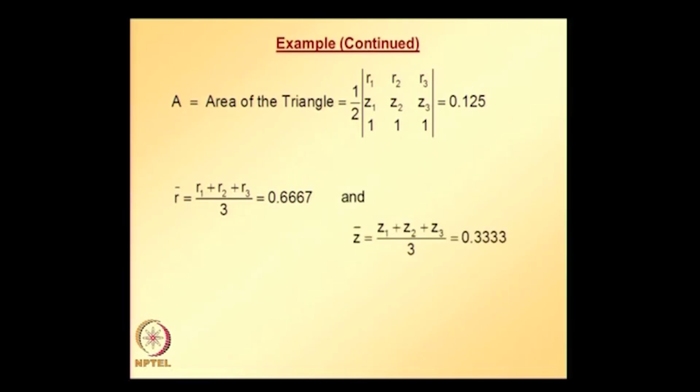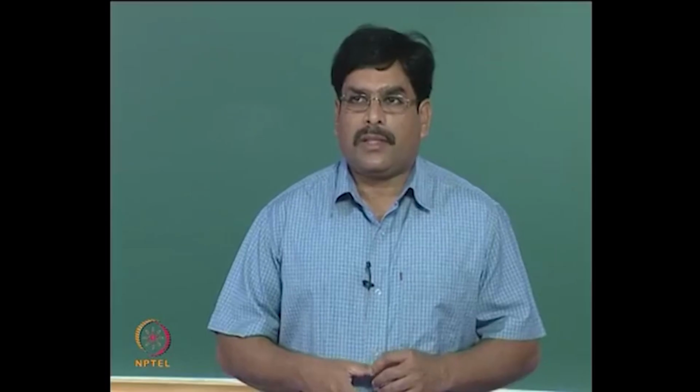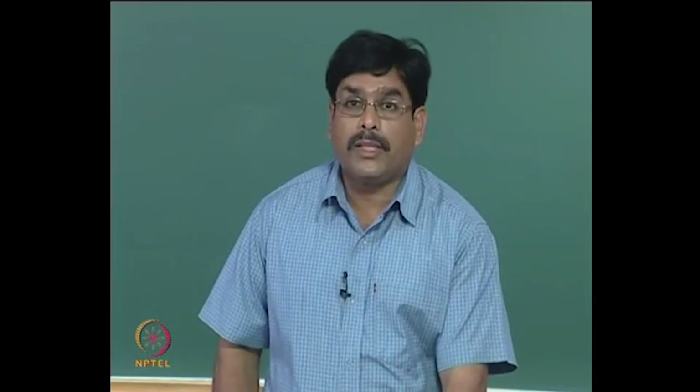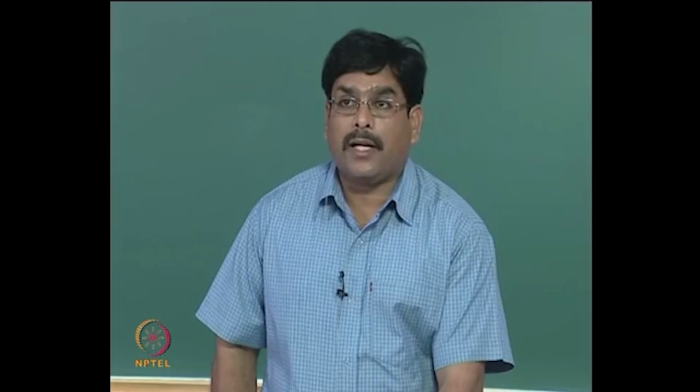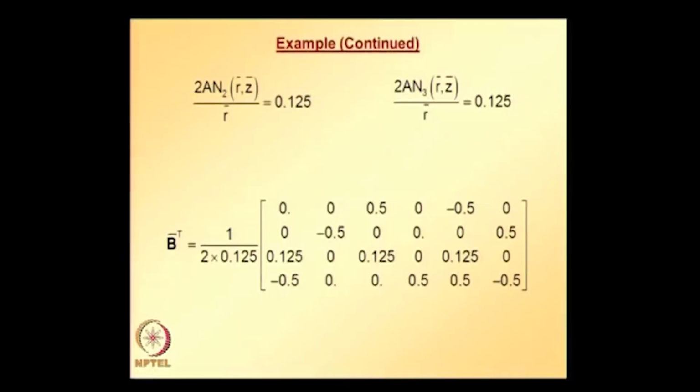And the centroid coordinates, and to evaluate epsilon theta we require this quantity. Similarly, these two quantities are required to evaluate epsilon theta, or to get the third row of the strain displacement matrix of the axisymmetric problem when we are using linear triangular elements. So, the B matrix evaluated at the centroid is obtained like this.